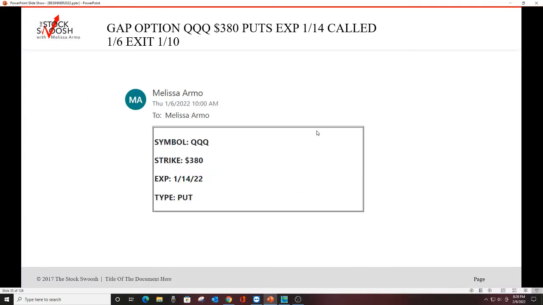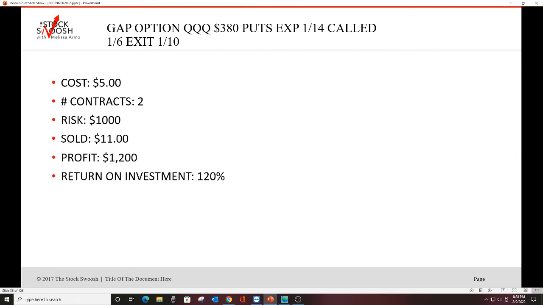Then we did the QQQs that same day, too. Again, sometimes I'll stack them. Then we did the 380s. Beautiful. $5 for two, $1,000, sold at 11, $1,200 profit, 120% return on investment.